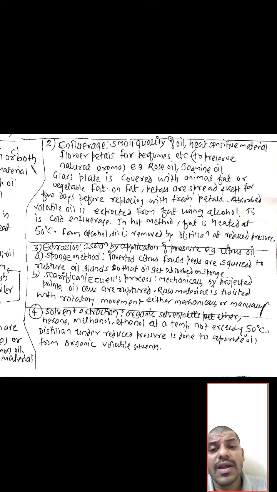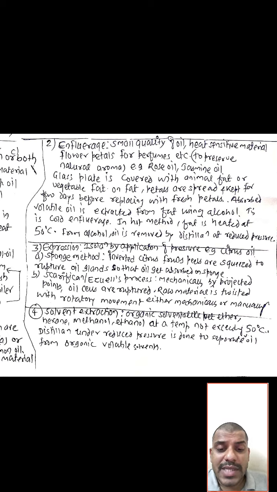From the fatty material, by shaking with alcohol, we will remove the volatile principle. No heat is required. It is called cold enfleurage. In case of hot method, fat is heated at 50 degrees Celsius, and from alcohol, oil is removed by distillation at reduced pressure. Now this is second method. Third method is expression. Expression method is nothing but by applying mechanical pressure, you are removing the oil.